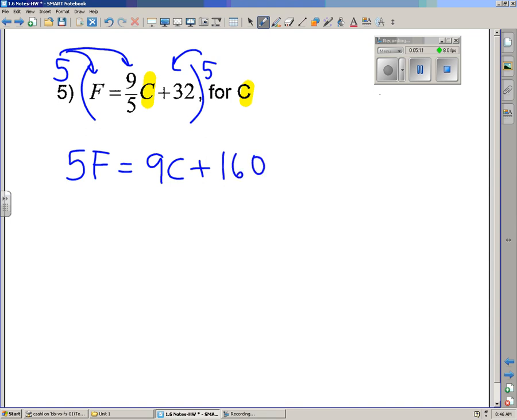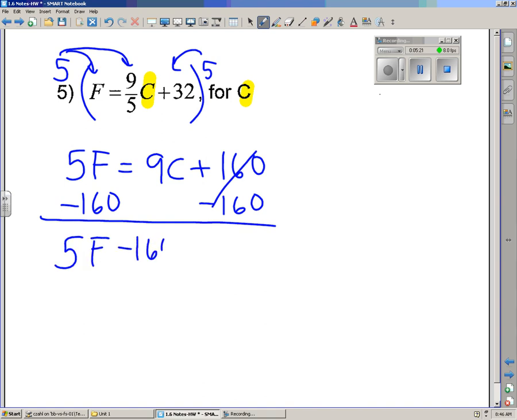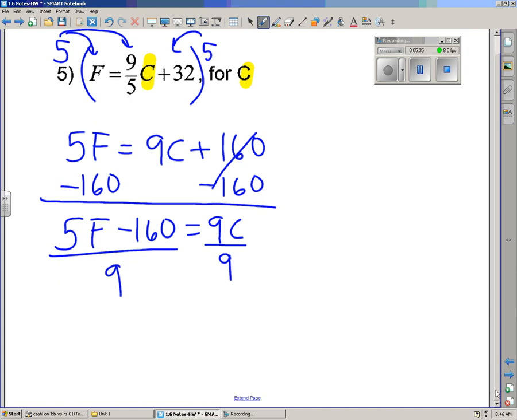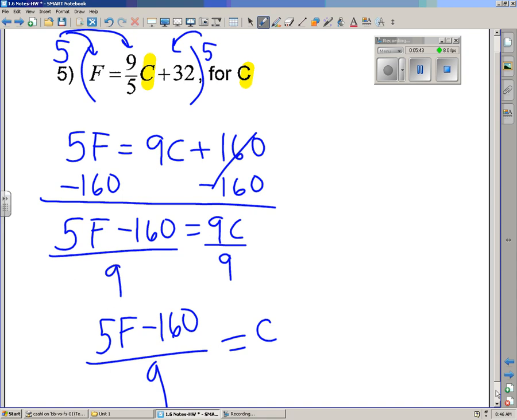At this point, I just want to get c all alone. I'd have to subtract 160. I don't have like terms, so it's still 5f minus 160 equals 9c. Divide everything by a 9, and I would leave my answer as that fraction that doesn't look so pretty, but that's okay. And the answer then just becomes 5f minus 160 divided by 9 equals c. And that is your final answer. Okay, so that's eliminating the fraction.